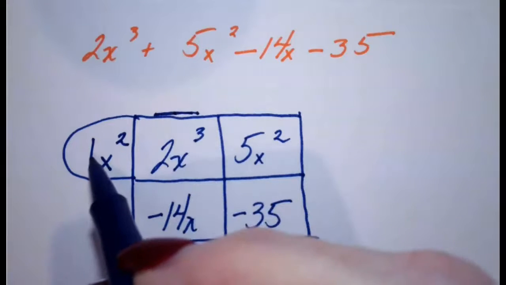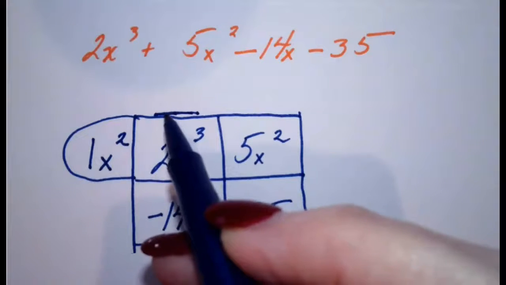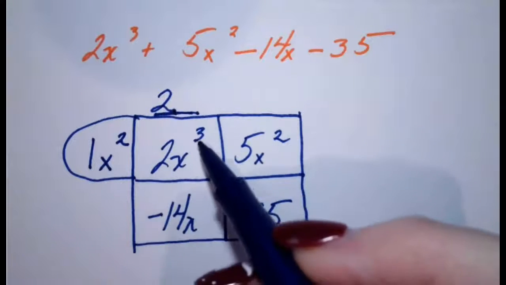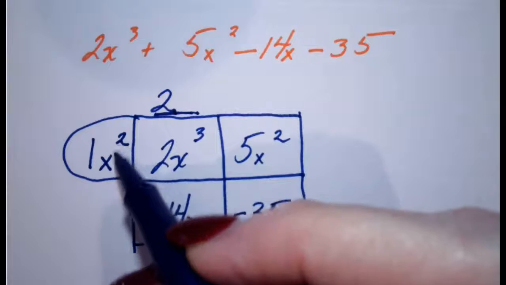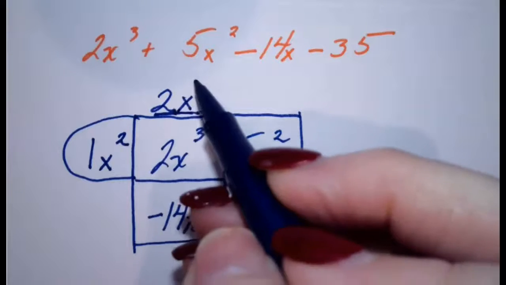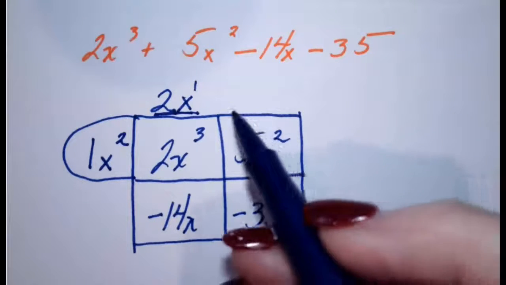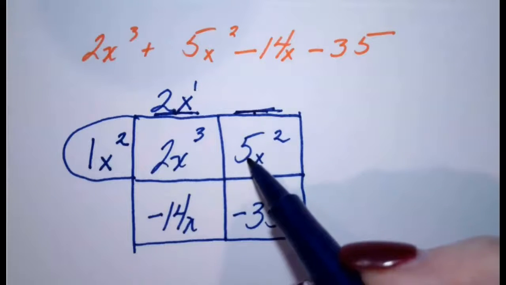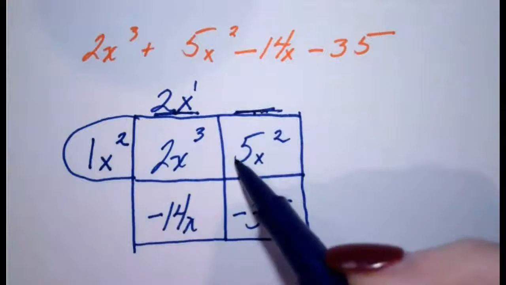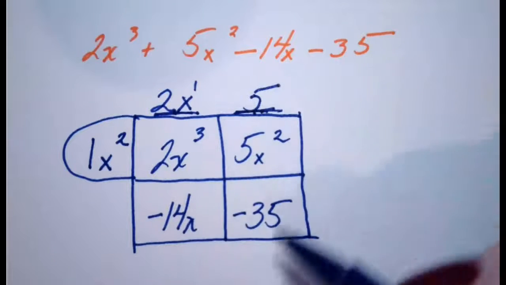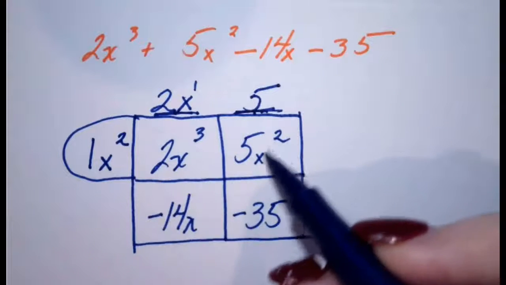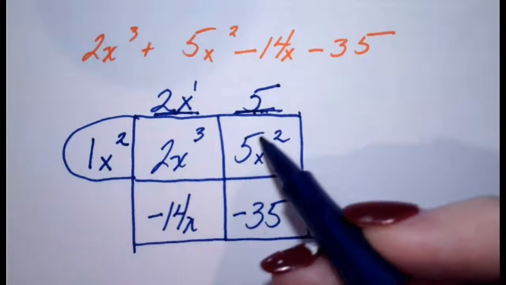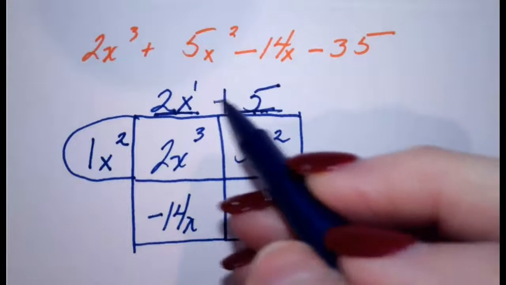Something multiplied by 1 is 2. That's a 2, isn't it? I need 3 x's. I have 2 right here. I need 1 more. I'm looking right here. Something multiplied by 1 is 5. That's a 5. I need 2 x's. I have 2. I don't need any more. I don't see any negatives. That's a positive.